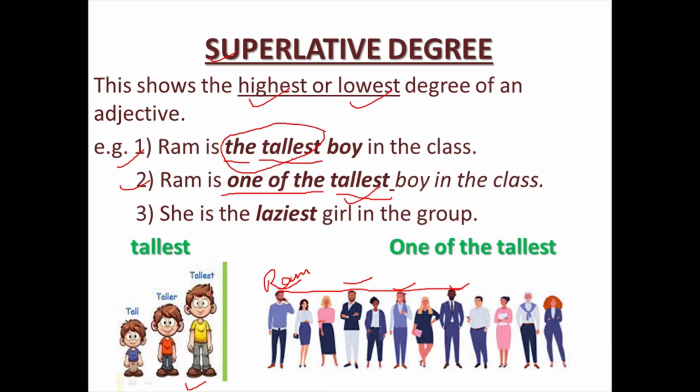So you understood the difference? Here Ram is the tallest, meaning he is the tallest person in his class. And here four are of the same height, so he would be one of the tallest. You understood superlative degree. The sentence we will find in two types: either it would be "the tallest" or it would be "one of the tallest".